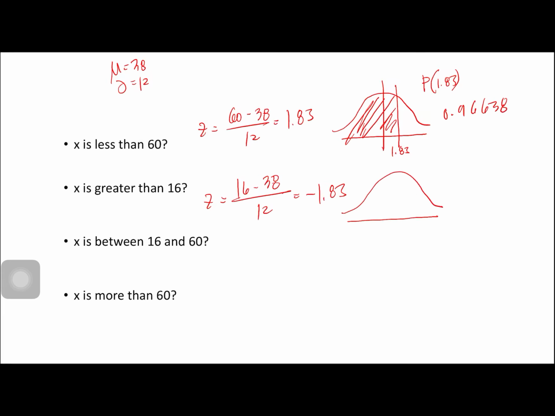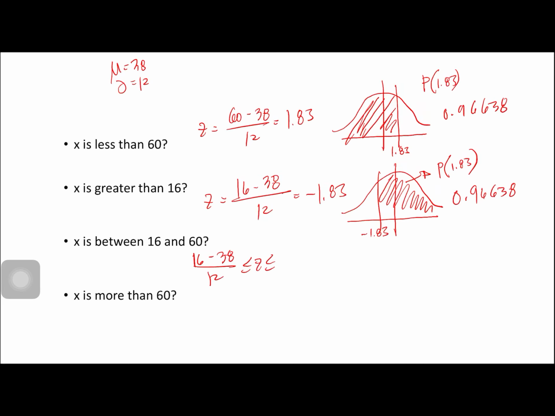That is negative 1.83. So we have here our normal curve. Our negative 1.83 is here, so greater than this one. So it means it is located where? At the right. So that is also P of 1.83, and that is 0.96638. Okay?